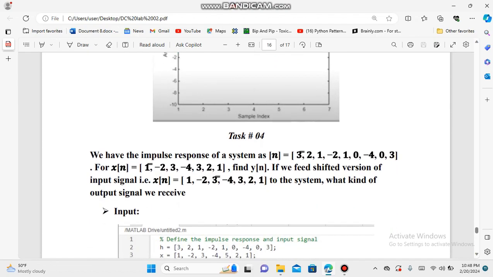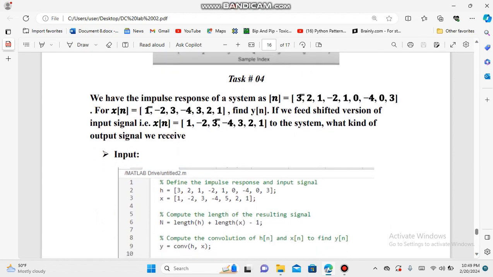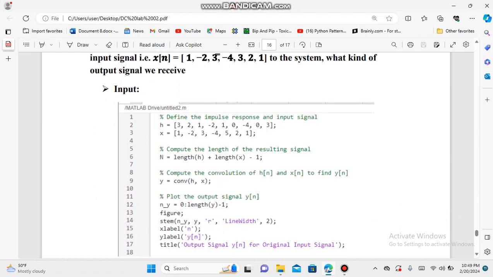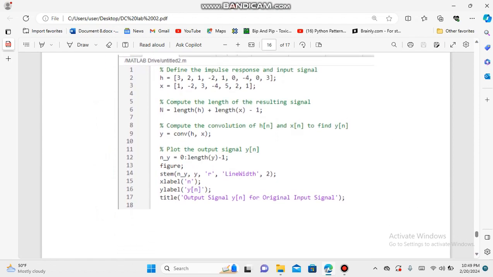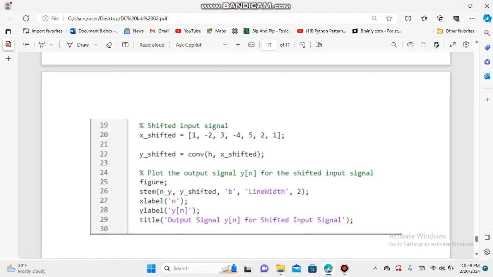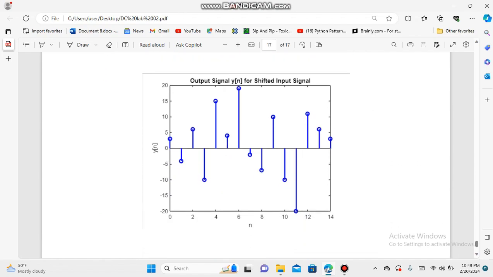In task number 4, we have an impulse response of a system, and we use it to feed shifted versions of the input signal. Basically, we want to see which type of signal will be received when we apply the impulse response to our given signal. When we add an impulse response to our given signal and use the convolution command, and apply the shift to the signal, we get the required output graph, which looks like this in the shifted version.